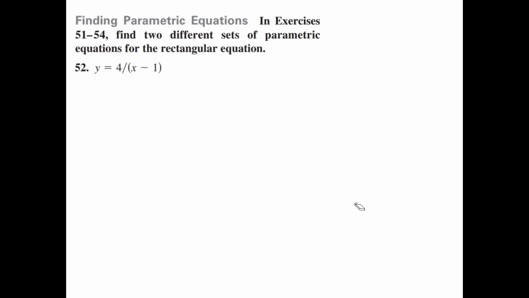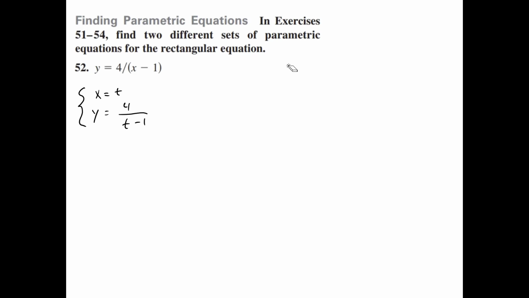So in exercises 51 through 54, find two different sets of parametric equations for the rectangular equation. So again here we have y as a function of x. So very easy to just let x equal t, and then y will equal 4 over t minus 1, because wherever x is, t. Okay. Now, but it says find two different sets of parametric equations. So that's one. So here's one parametrization of this curve.